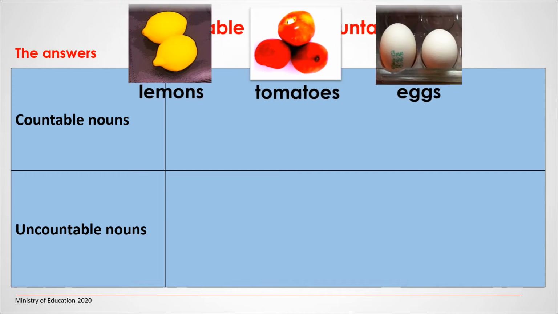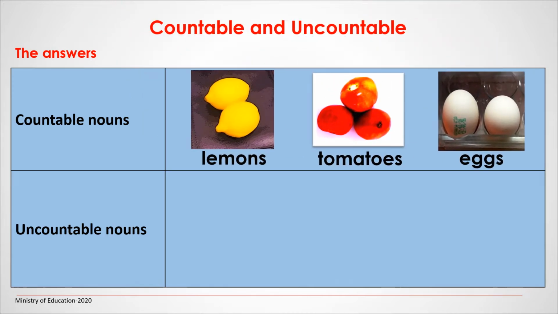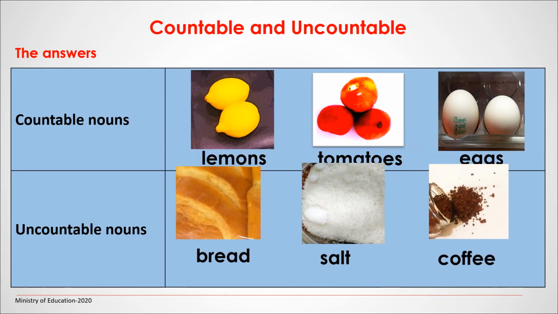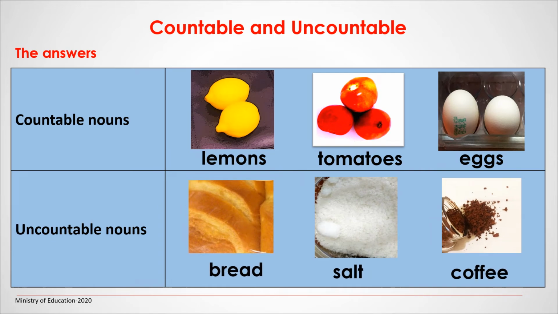The answers. The countable food: we have lemons, tomatoes, eggs. Uncountable: bread, salt, coffee.